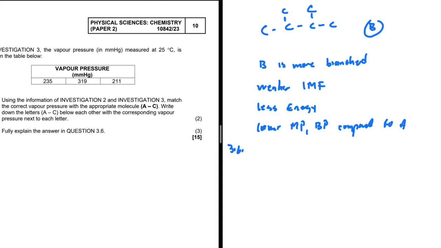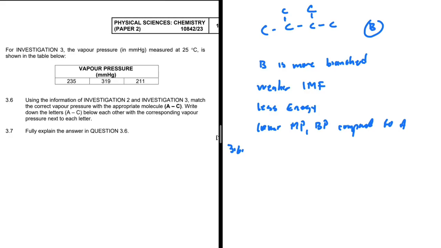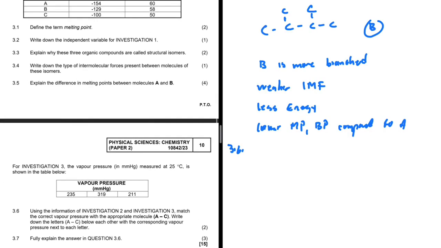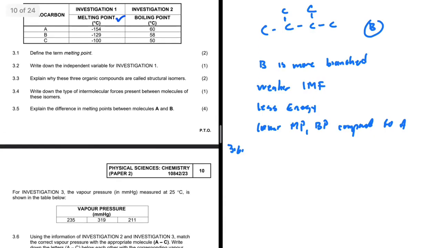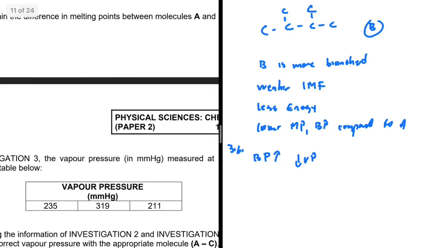Okay, and then 3.7, we're supposed to explain our answer in 3.6. So let's just answer 3.6. I'm going to explain as I answer 3.6, so there's no need for me to write down 3.7 as I'm going to give the explanation as I write the answers to 3.6. So for 3.6, we need to match those vapor pressures to A, B, C. Okay, so again, the higher the boiling point, the lower the vapor pressure. The higher the boiling point, the lower the vapor pressure. So what is the lowest vapor pressure here?